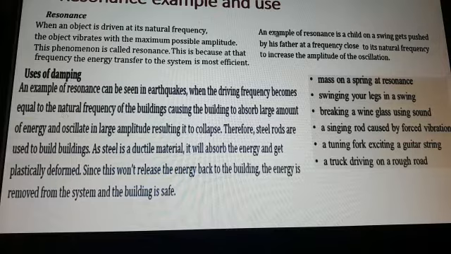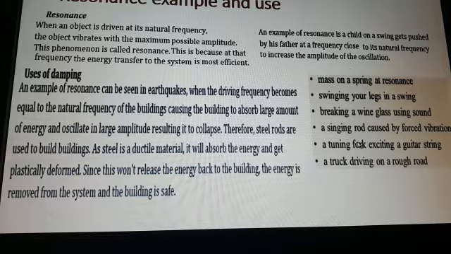These are examples of resonance: mass on a spring at resonance, swinging your legs on a swing, breaking a wine glass using sound. If you make a high sound in front of a wine glass, after some time, using that vibration, the glass breaks. That is also an example of resonance. A singing rod caused by forced vibration, a tuning fork exciting a guitar string, a truck driving on a rough road. All these are examples of resonance.